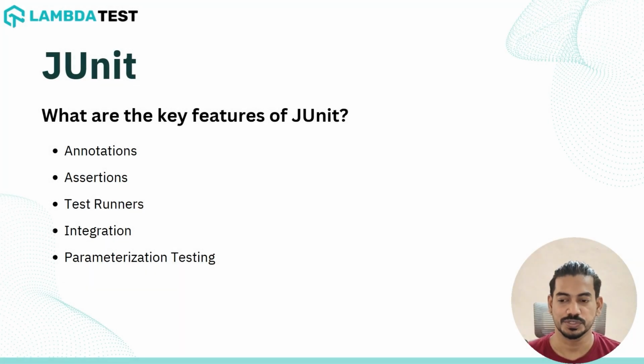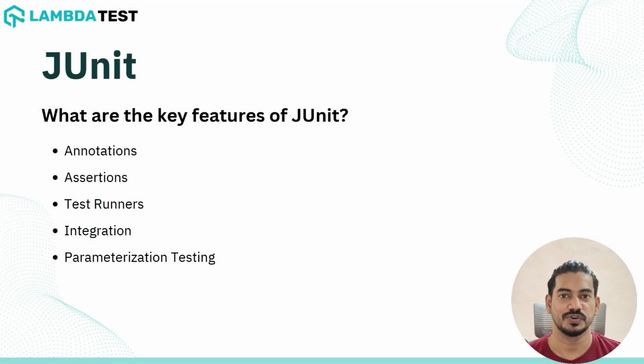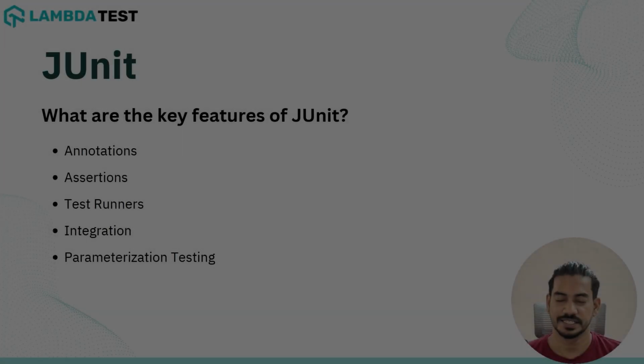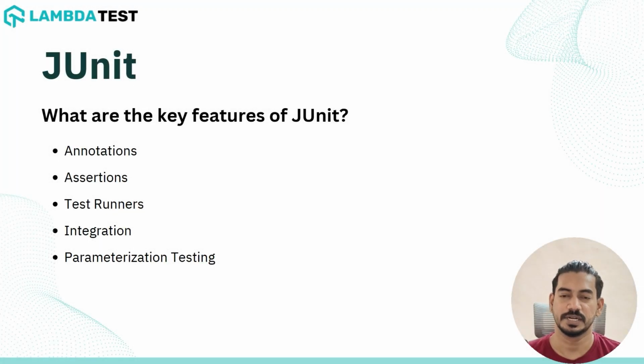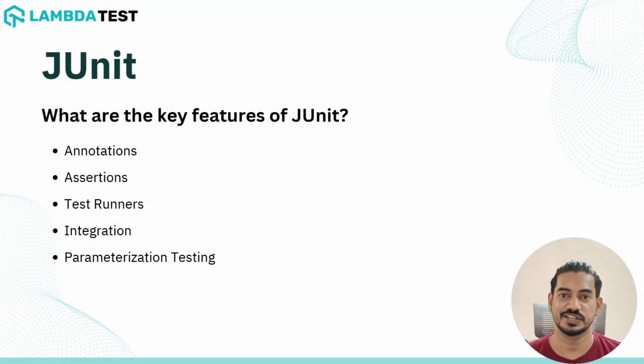Assertions are mainly used to compare the expected and the actual outcome. JUnit is basically a test runner which will run all the tests in a systematic way and we can see the results. It is easily integrated with different build tools like Maven or Gradle, and it also supports different types of IDEs, for example Eclipse or the IntelliJ IDEA platform. We can run the same test with a different set of data, which is known as parameterization testing. We are good with the basics of JUnit. Now let us see how to do the setup.